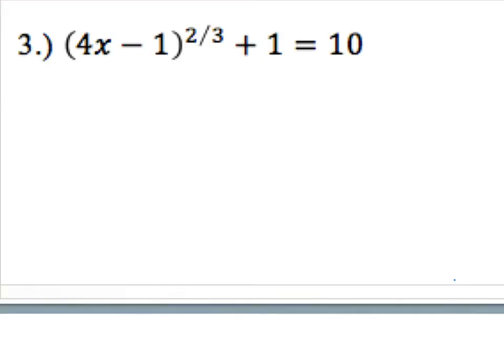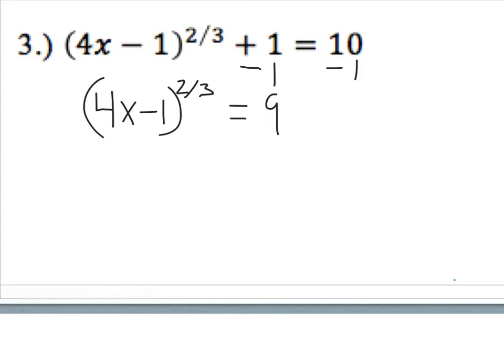Okay, let's go ahead and look at this example. First thing I need to do is isolate it by itself, so I'm going to subtract 1 from both sides. Then I'm left with 4x minus 1 to the 2/3 equals 9. Now we're going to raise both sides to the reciprocal power. So I'm going to raise both sides to the 3/2.